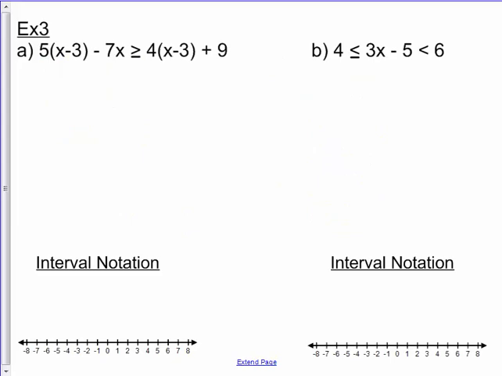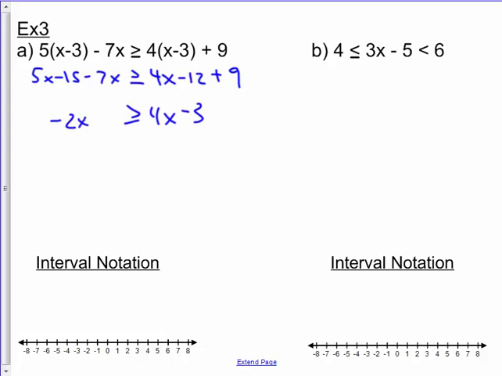In example 3, A and B, now we get into a little bit more difficult problems. Same idea though. I'm going to combine everything on the left side, combine everything on the right side that I can. And now I have an option here. Do I want to move the x's to the left side or the right side? This is where looking ahead will help. In this case, I'm going to try to keep the x's positive. So I'm going to get rid of the negative 2x by adding 2x.